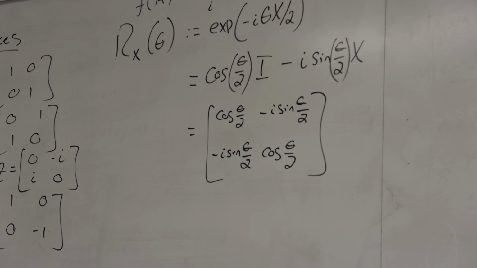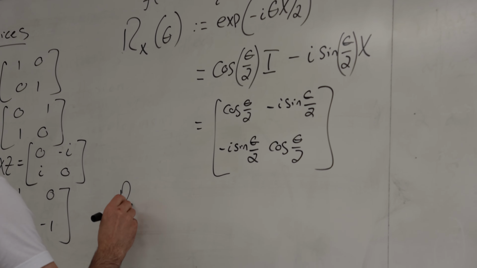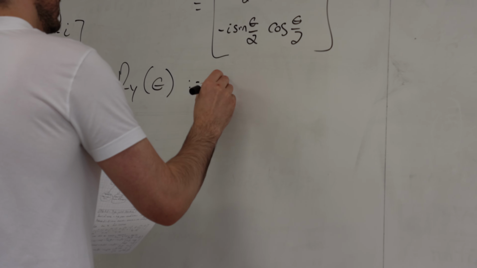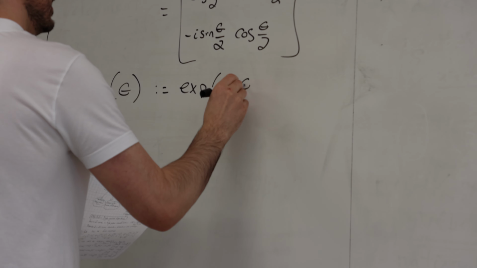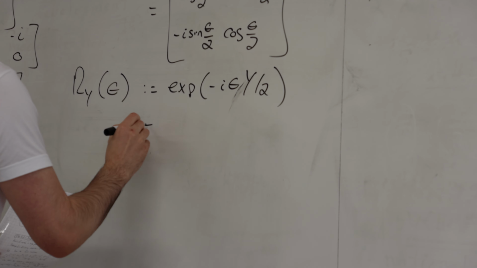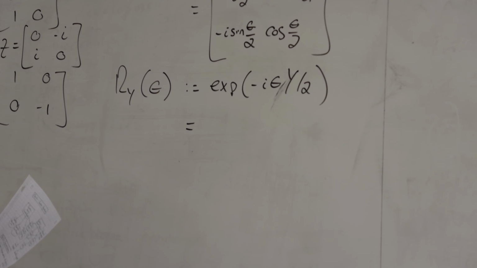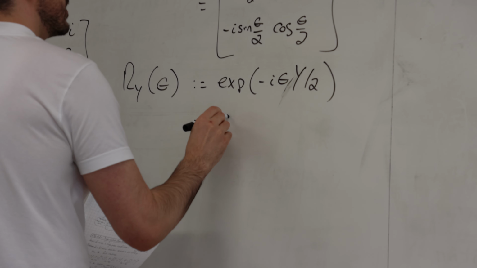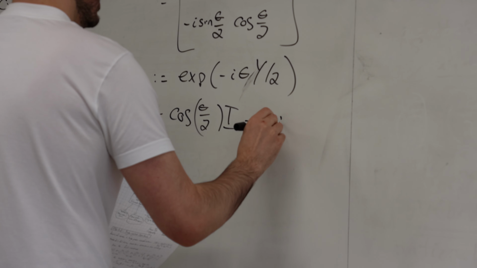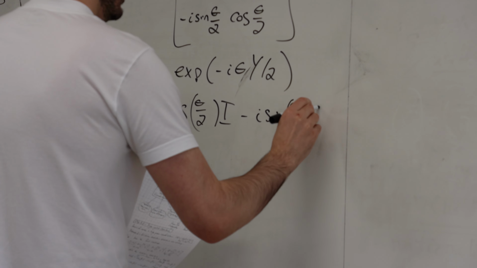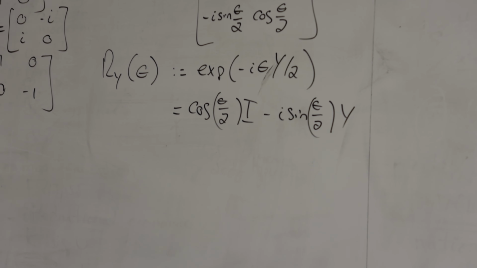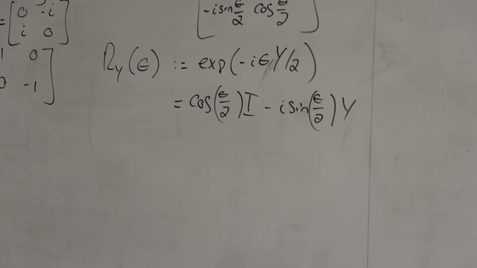So I'll write that out for the other two. We'll have a rotation about the y-axis of an angle theta, still being defined as the exponential of minus I theta Pauli y over 2. And when you work this out, which you will do on a homework assignment, you'll see that you get cosine theta over 2 identity minus I sine theta over 2 Pauli y. You could write that out as a matrix as well. I won't do it, but of course you should be able to.